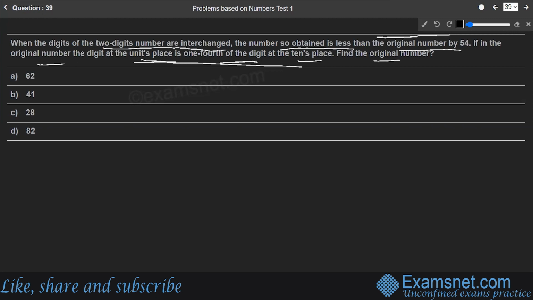He says the unit place is 1/4 of the digit at the 10 place. So let's say the unit digit is x. The unit digit number has to be 1/4 of the tens place number, so the 10 digit should be 4 times the unit digit. So the 10 digit becomes 4x. See, the unit digit is still 1/4 of the 10 digit. So the connection is established.